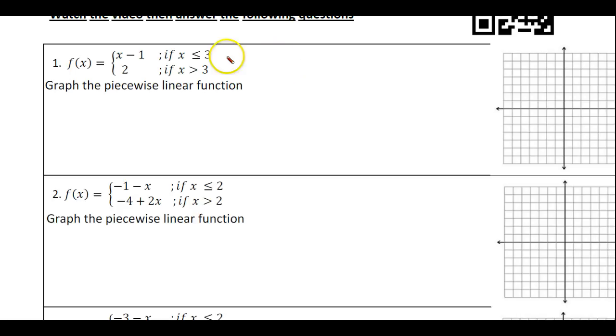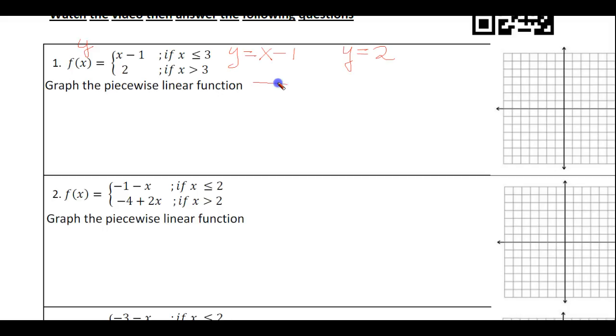I would suggest the first thing you do is put your equation up here. X minus 1. I'm using a very thin pen so we can work this graph a little better. And then the other one is just 2. And remember, we can substitute a y for this. So in a sense, this is y equals this, and this is y equals that.